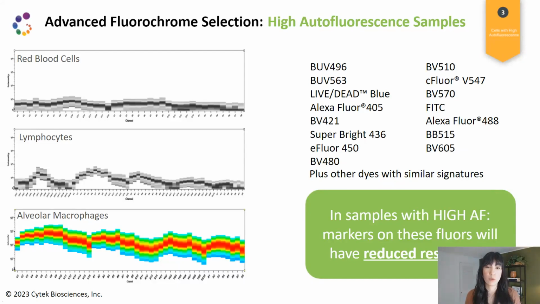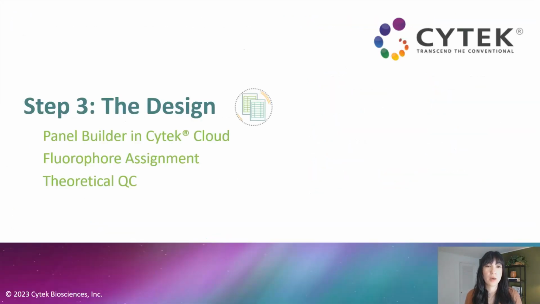to include these fluorochromes. So at this point, we have gone through gathering a ton of information about both the markers and the fluorochromes. Now, with that information, I'm going to talk about how you would go about designing a panel. First, I'm going to go through a tool that we provide to you at Cytek. It's in Cytek Cloud. It's called Panel Builder. And then I will actually give you some examples for designing some panels in these various scenarios that we have been going through.